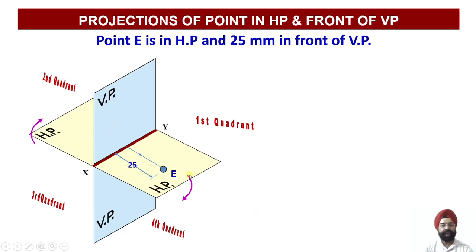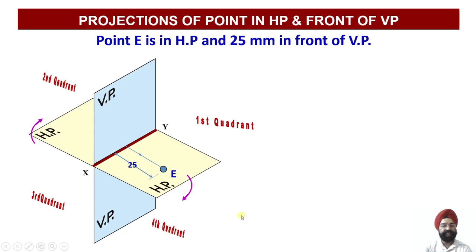Now I need to work out, first of all, in which quadrant this particular point lies. This point E happens to lie in quadrant number 1 as well as in quadrant number 4, because it is lying on HP. Anything lying on HP, if it is lying in front of VP, will lie in quadrant 1 and 4. If it is lying behind VP, it will lie in quadrant 2nd and 3rd. Since in this case the point is lying in front of VP, it is lying in quadrant number 1 and quadrant number 4.